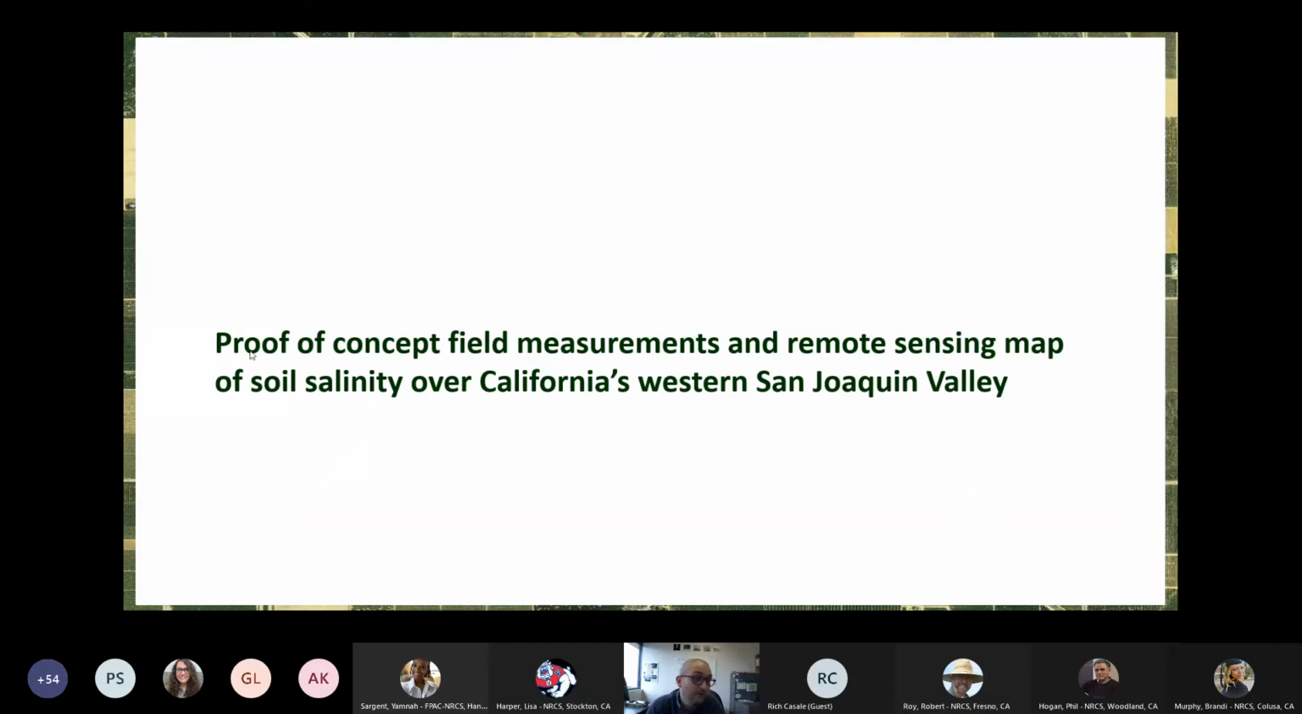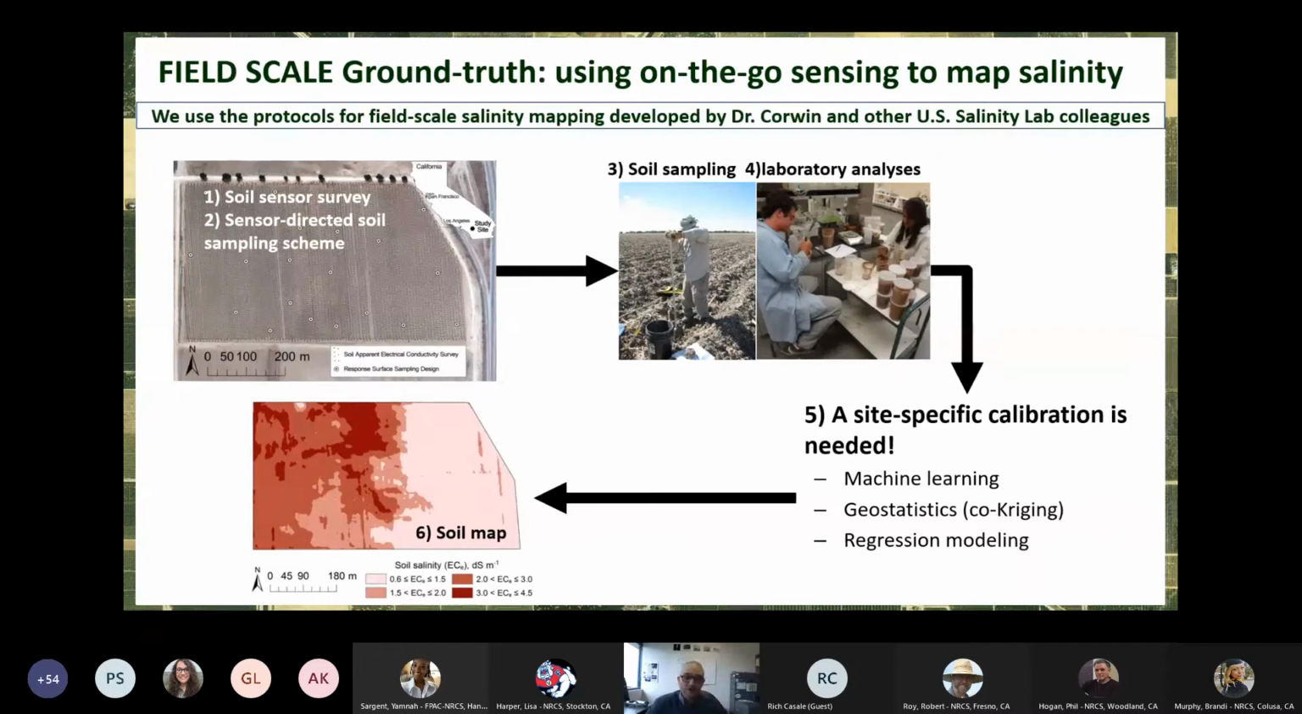So we tested this out in the Western San Joaquin Valley in California, which is known to be salt affected, one of the most salt affected areas in the state of California. And to do so, first off, we went out to get a lot of ground data to calibrate and evaluate our models. And we used the protocols for field scale soil salinity mapping developed by Dennis Corwin and other people at the US Salinity Lab throughout the past 3 or 4 decades.